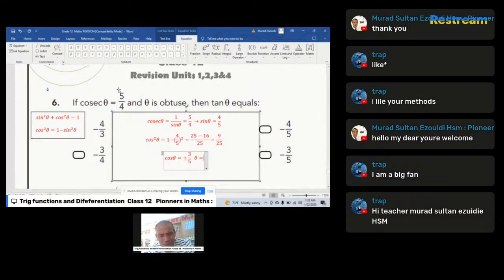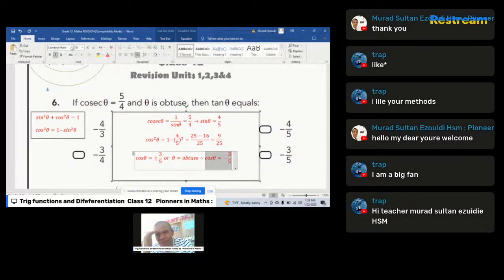Therefore we told that it's obtuse, therefore learners, cosine of theta is equal to negative 3 over 5. As we found, cosine is given. I will use another color like that. And sine is given. Therefore, learners, sine is given. We call it like that.